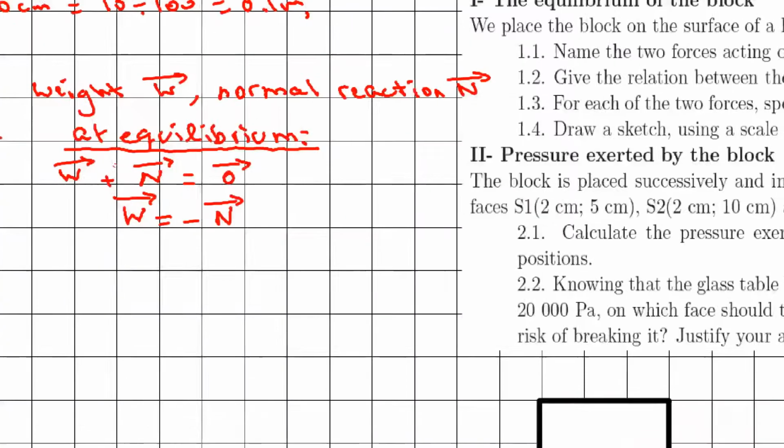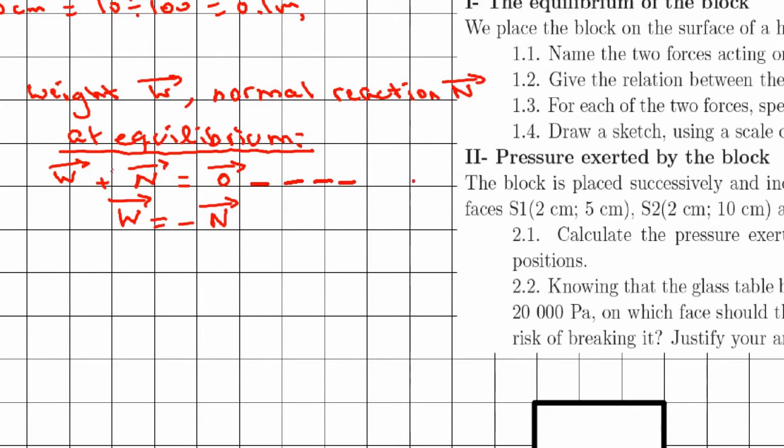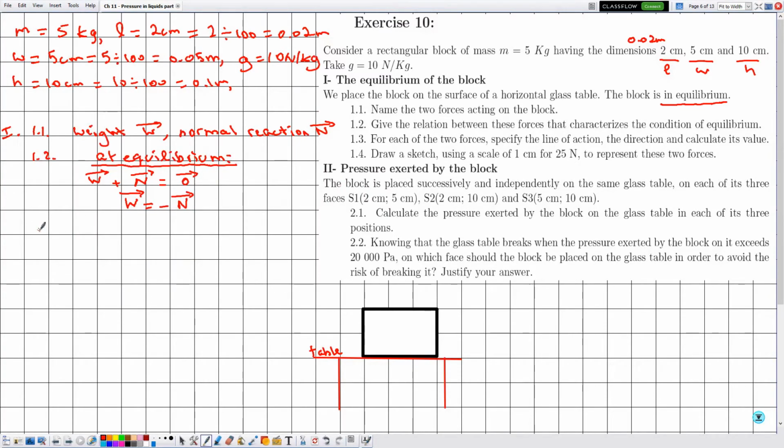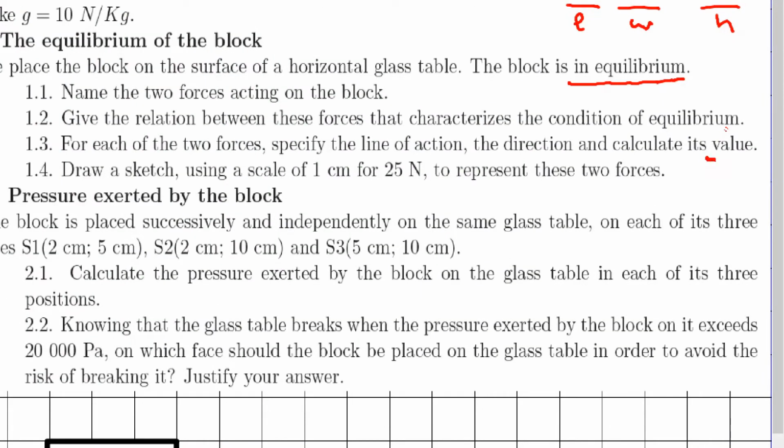So what does the first equation tell us? That both forces acting on the rectangular block cancel each other in order to give us the zero vector, whereas the second equation tells us that both forces have the same line of action, opposite direction, and same magnitude. Now in 1.3, for each of the two forces, specify the line of action, the direction, and calculate its value. And here by the value they mean the magnitude.